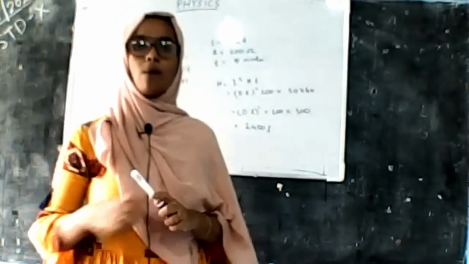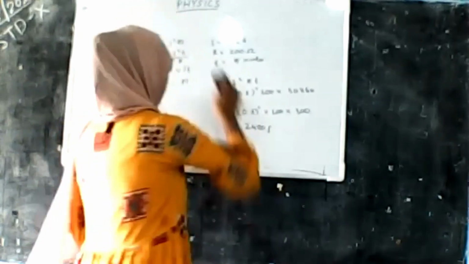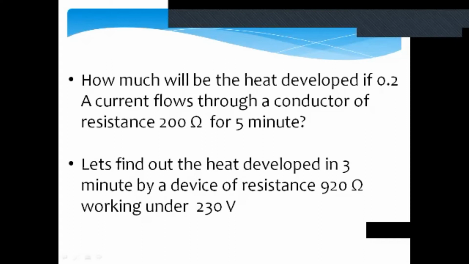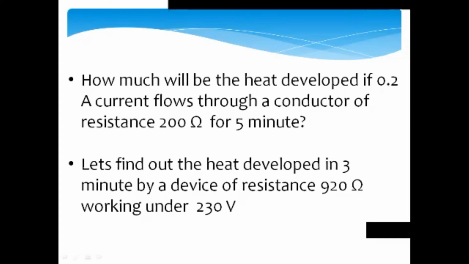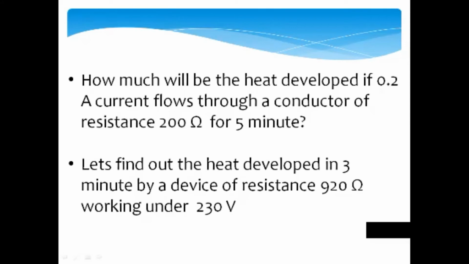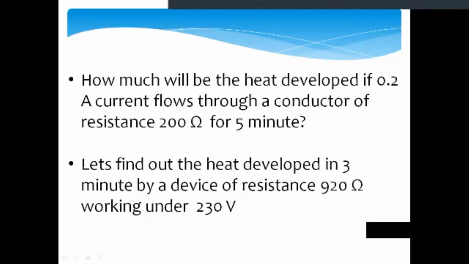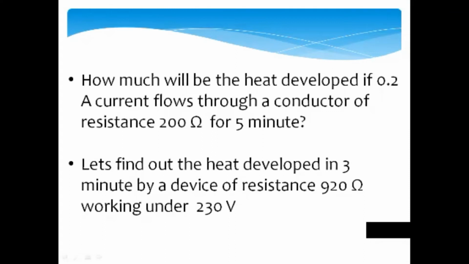And our next problem is in our slide. Let's find out the heat developed in 3 minutes by a device of resistance 920 ohm working under 230 volt. So the time is 3 minutes, the resistance of the device is R is equal to 920 ohm, and it is working under 230 volt. So the potential of the circuit V is equal to 230 volt.